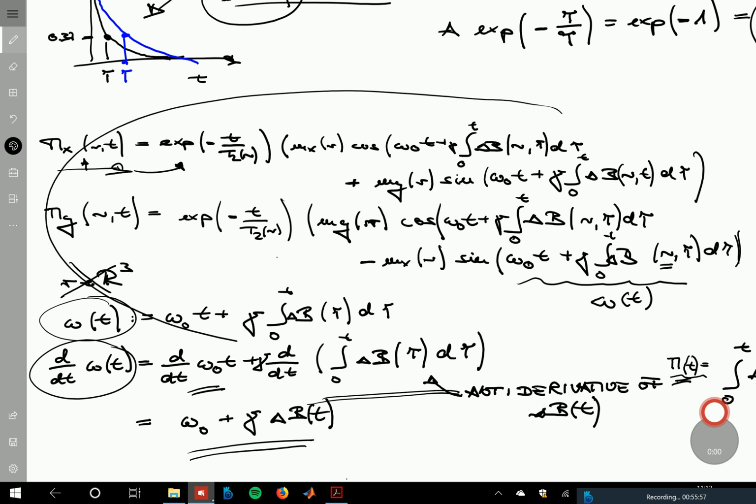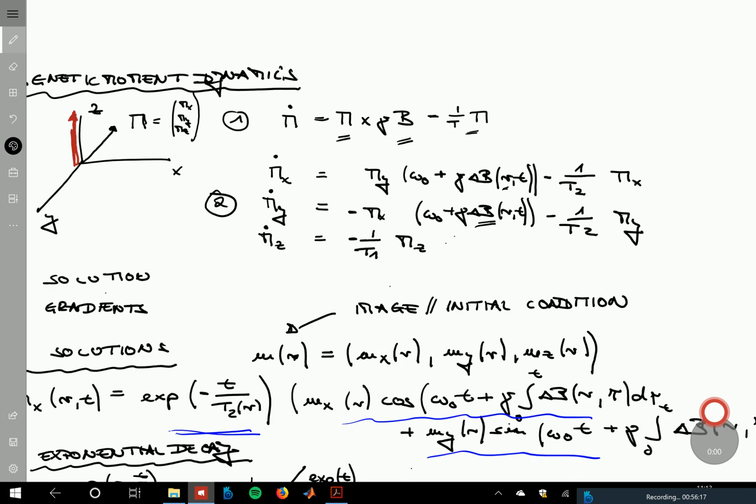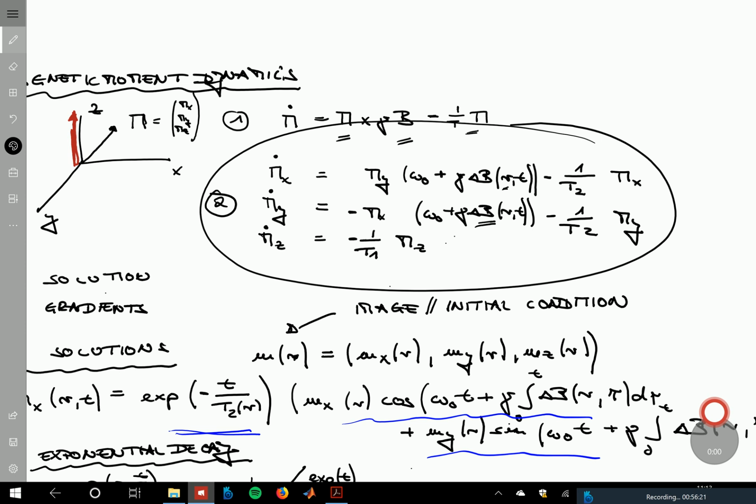These things are actually solutions, just by computing their derivatives and identifying that the derivative of mx is then given by my rt times omega 0 plus gamma delta bt minus mx, which the differential equation system requires here. We confirm that these are solutions.